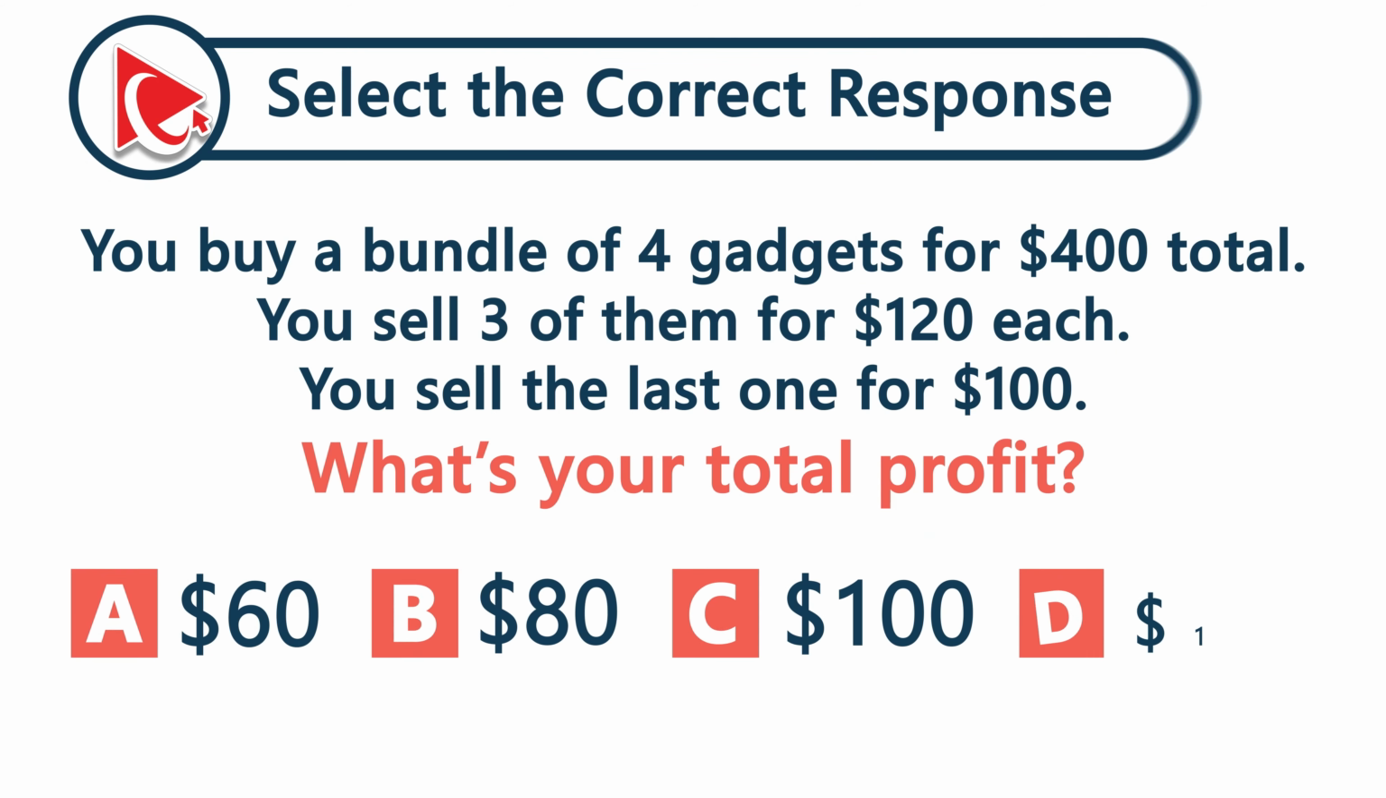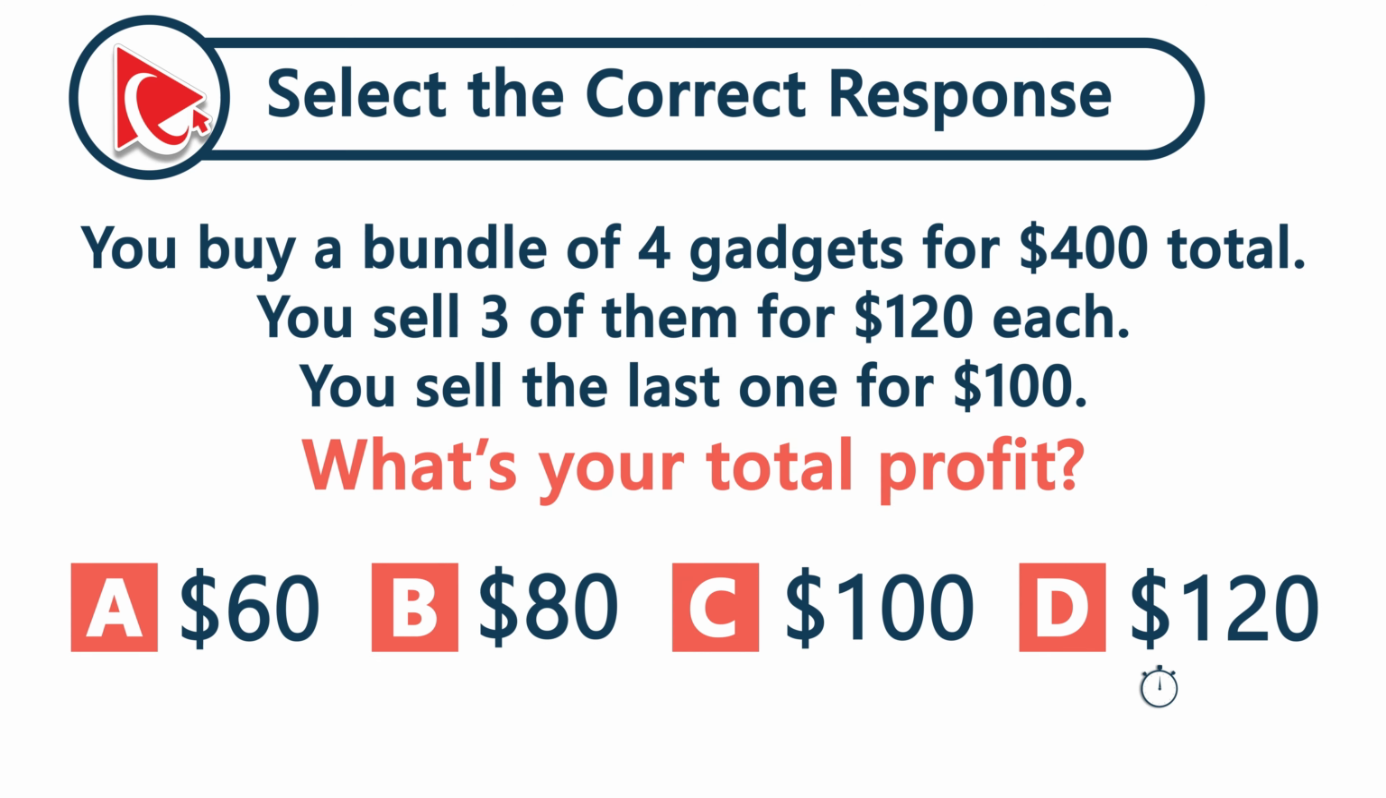You buy 4 gadgets for $400 total. You sell 3 for $120 each, and then the last one for $100. What is your total profit?